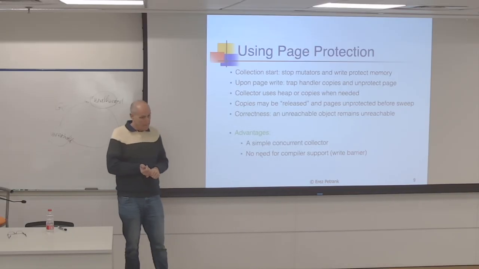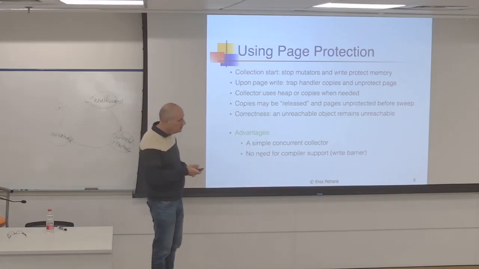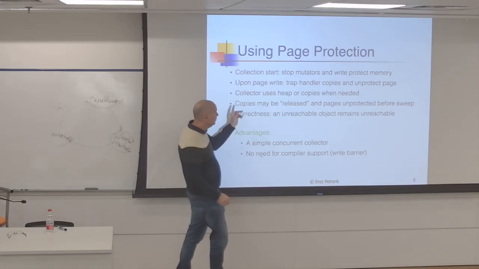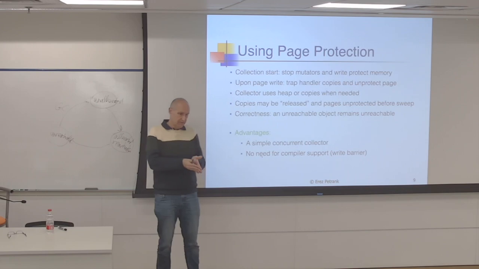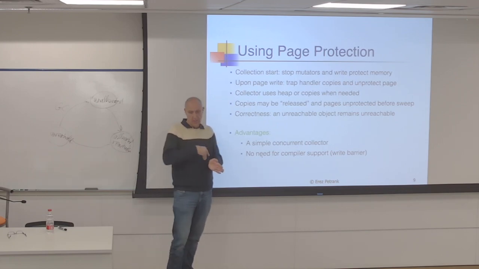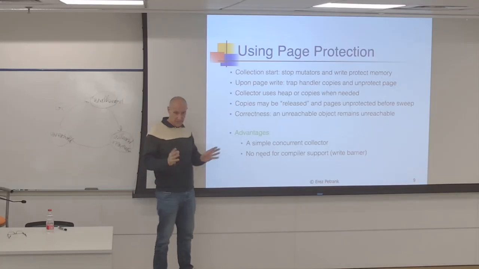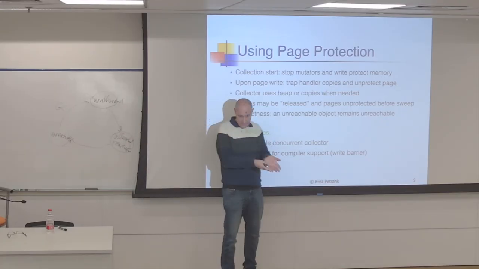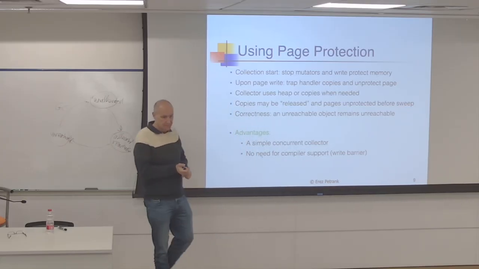Yeah. Who releases the copies? So the collector is doing a tracing like the mark phase. When it finishes the mark phase before doing the sweep, it takes all the copies and releases them, and it also unprotects all the pages of the heap. So if someone writes to the heap now, we don't need a new copy to be made.